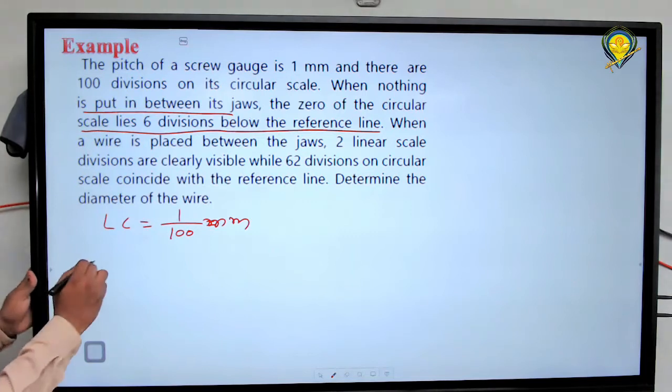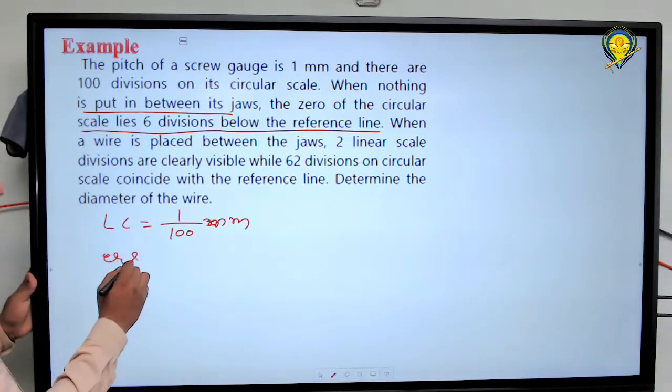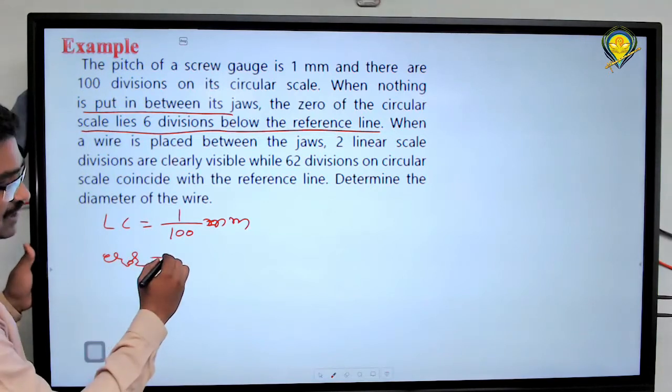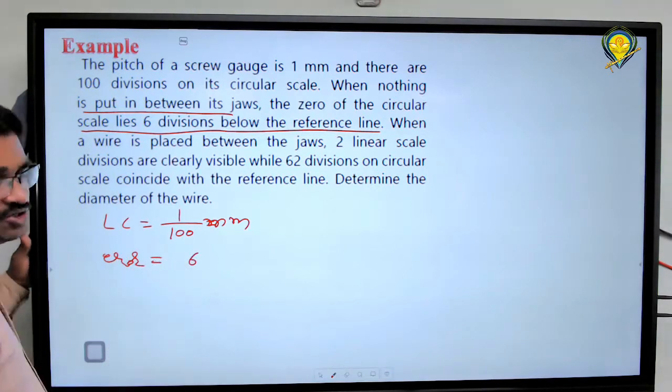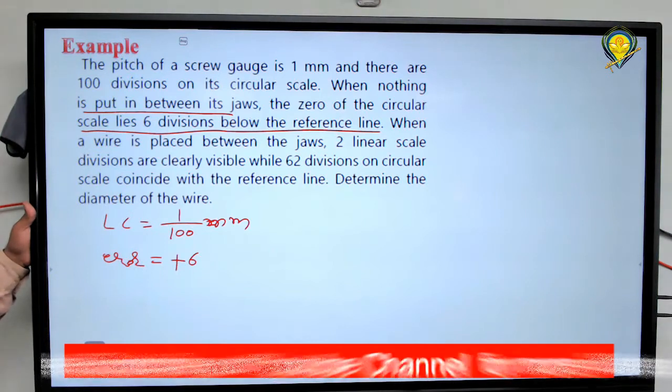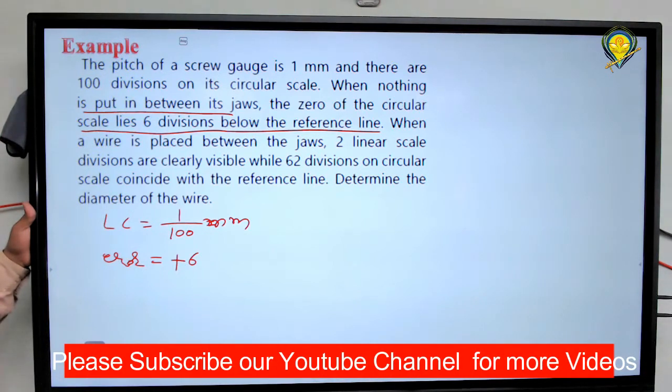That means error is how much? Error equal to 6. Positive or negative? Positive error. Zero line is below the reference line. 6 divisions below the reference line. So that we need to take that one as positive error.